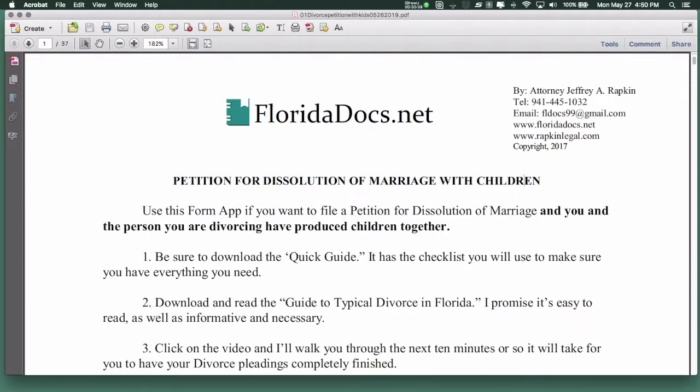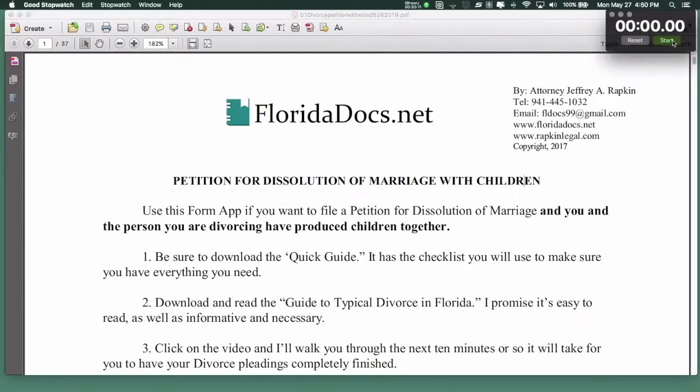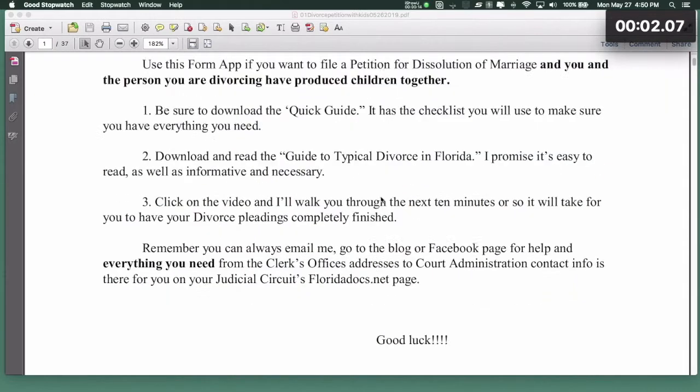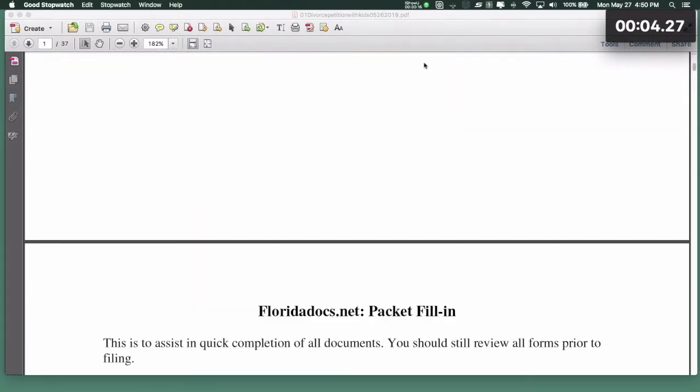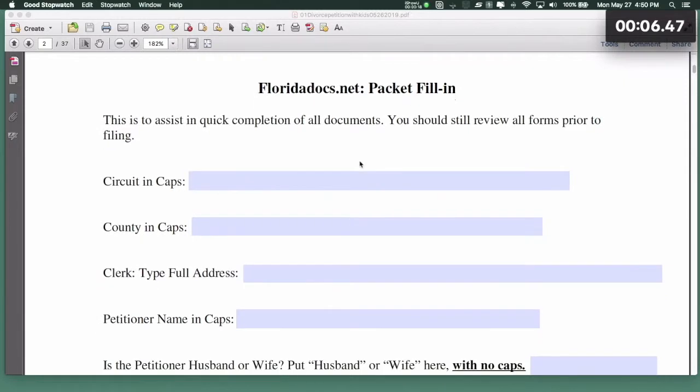Let's see how long it takes to actually get this done. Alright, so there's our timer. Alright, scroll down the page. This is an Adobe, just like you'd use for any Adobe.